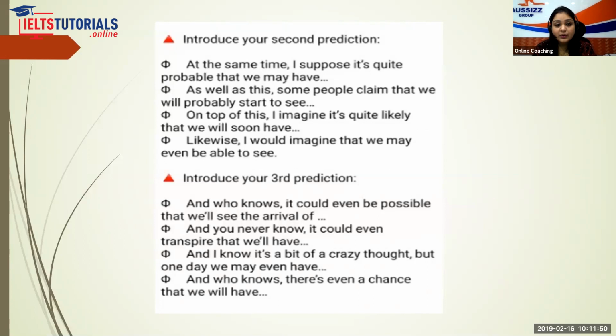Okay. And the third prediction is, "and who knows, it could even be possible." So the possibility, the probability, the could, the might, the anticipation, all these things you need to add for your prediction part.